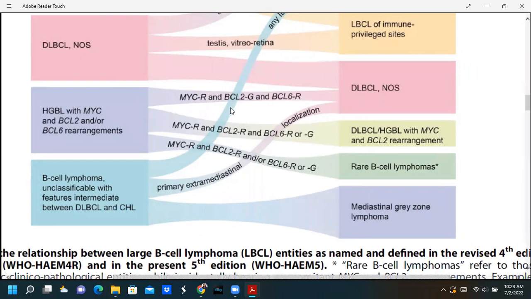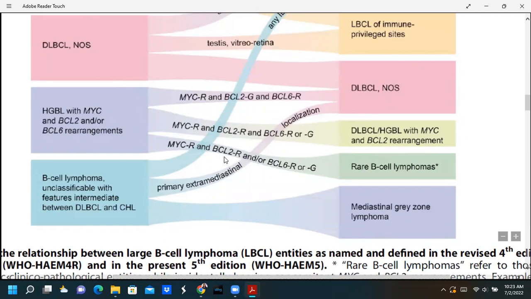They could have made it easier, they have mentioned it in the footnote. Okay. So basically, MYC and BCL2 rearrangement. If it has MYC and BCL2, then it is in here, regardless of the BCL6 status. But if it does not have BCL2 rearrangement and only MYC and BCL6, it is DLBCL NOS. And then the BCL2 rearrangement and or BCL6 R or G and or, okay, rare B-cell lymphomas.